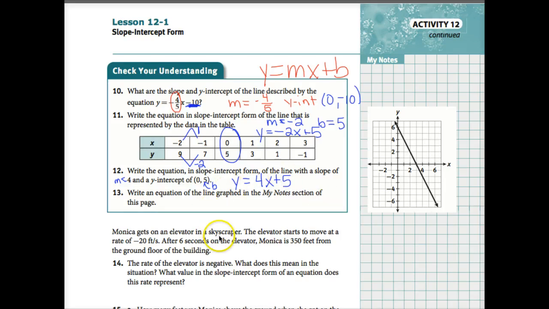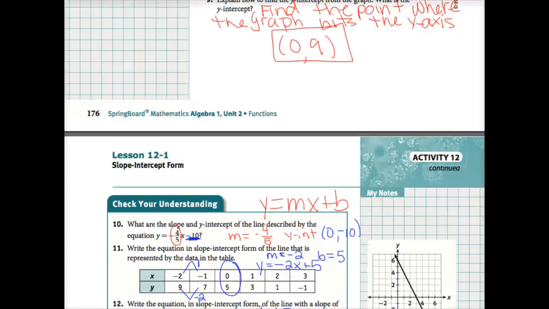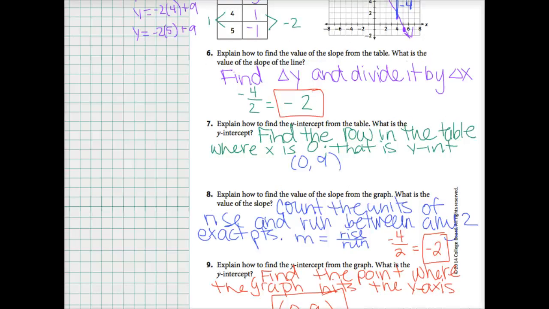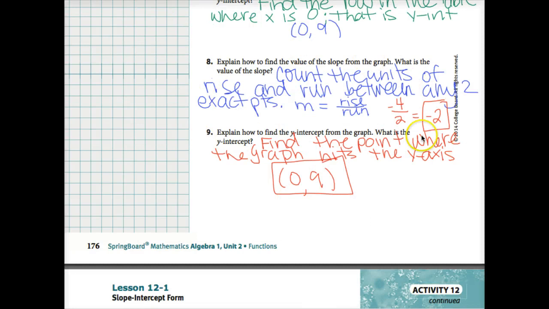All right, last one, 13. Write the equation of the line graphed in the My Notes section. So again, if you already forgot what we did in 8 and 9, go back and look. See how we found the slope from a graph and the y-intercept from a graph. That's why we wrote it out in words here.